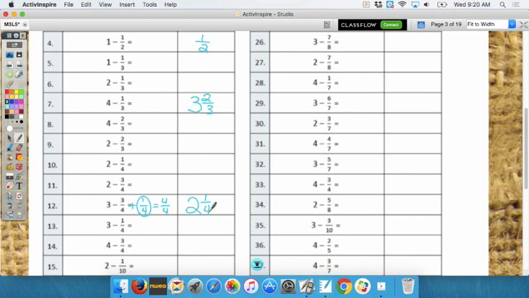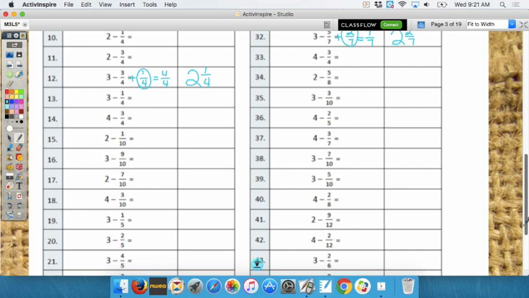Let's try 32, because it's kind of right across. Everyone look at 32. If I start on 3 and I subtract less than 1, what's my new whole number going to be? A 2. And then I'm going to think in my mind, 5/7 plus something equals 7/7. What goes in the blank there? 5/7 plus something equals 7/7. 2/7. So that's my answer.